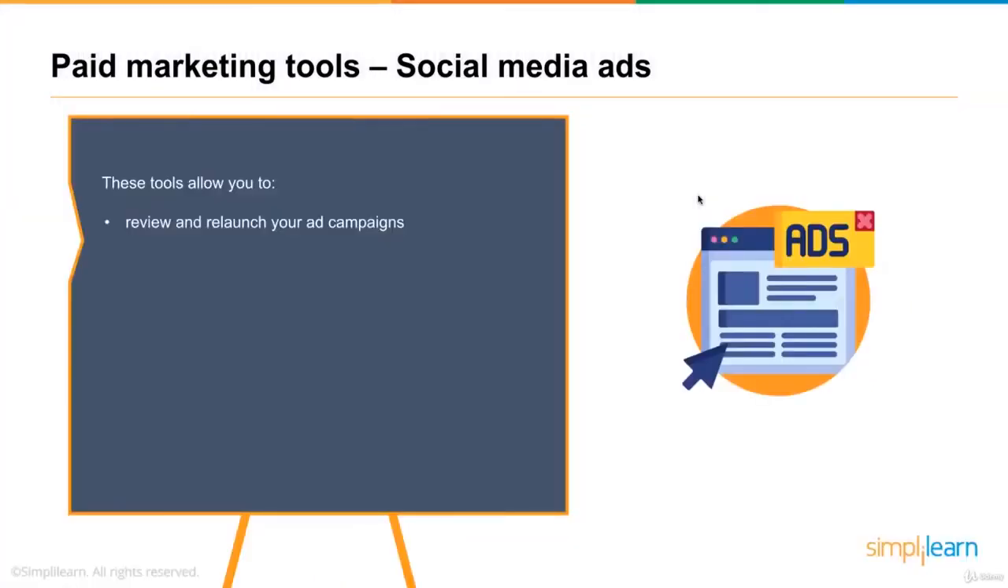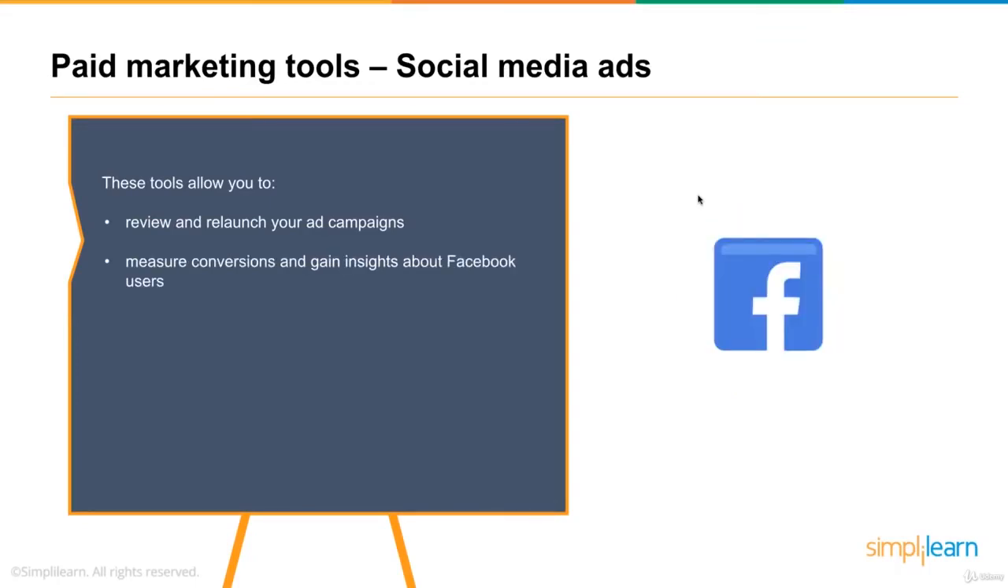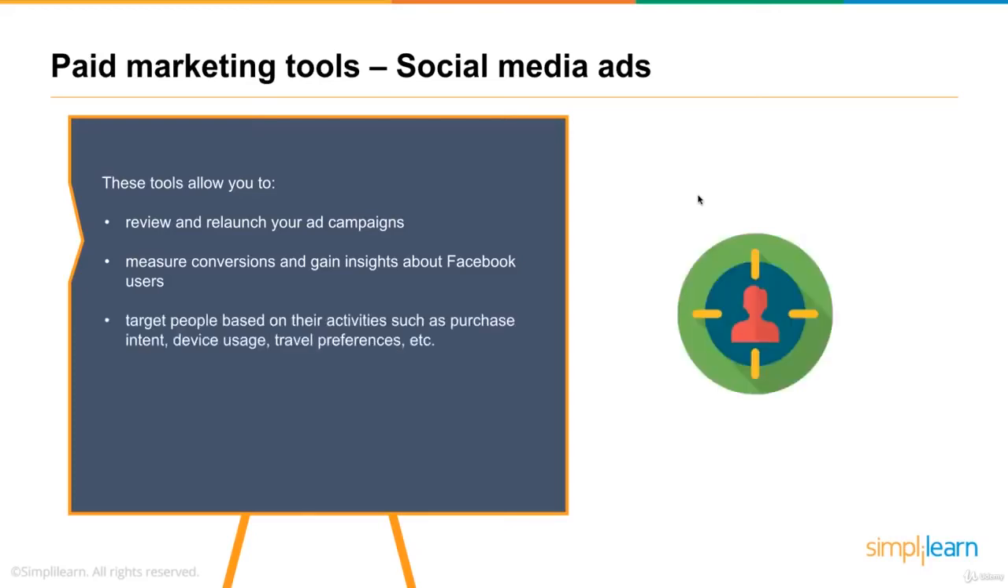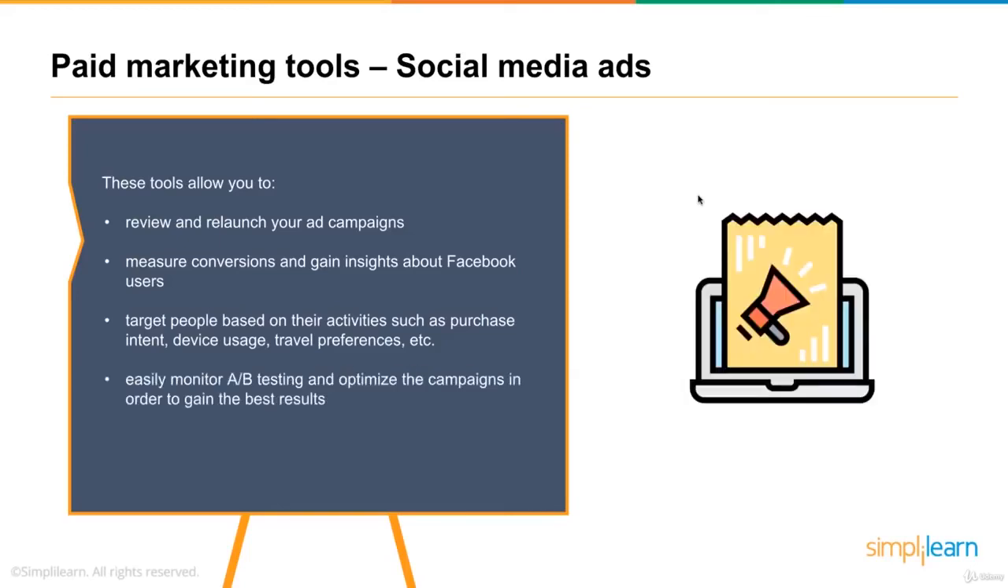With social, like display, it's all about targeting our audience. For some of the tools, like on Facebook, we can review and relaunch our ad campaigns based on target audience. We can measure conversions and gain insights, in this example, about Facebook users. How are our users interacting with our ads? And then we want to target people based on their activities, such as purchase intent, device usage, travel preferences, etc. So social allows us to do that. And with Facebook as an example, we can monitor any A/B test we run. For example, if we're running a call to action test, we can measure the results of that right in Facebook. And I'm going to show you an example of that here shortly.